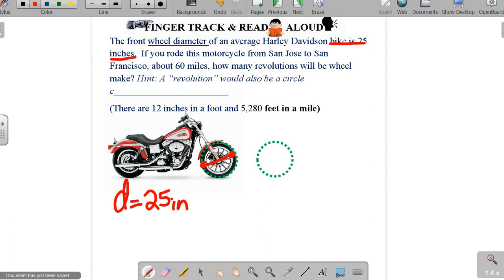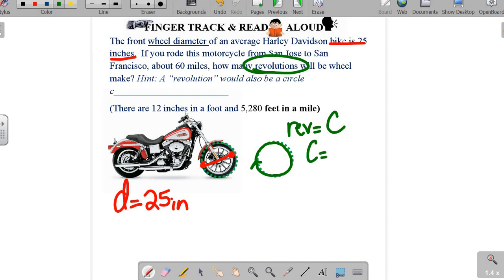If you rode this motorcycle from San Jose to San Francisco, about 60 miles, how many revolutions would it make? Revolution is like that. The first thing you should have figured out is the fact that a revolution is the same as circumference. And circumference equals d pi. So right here, my circumference equals 25 inches times pi.